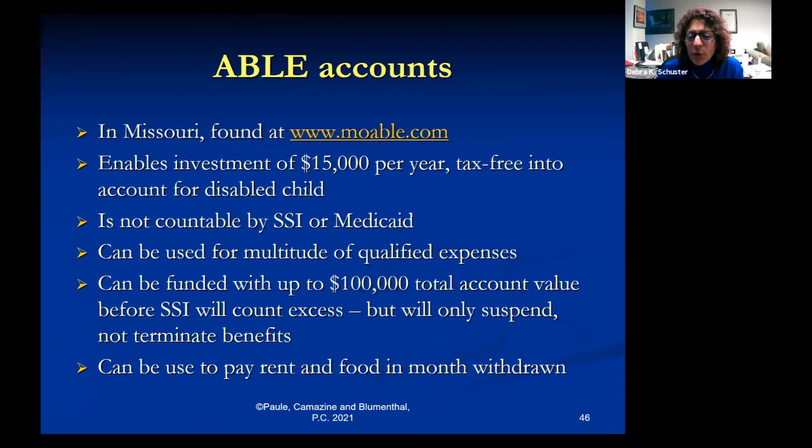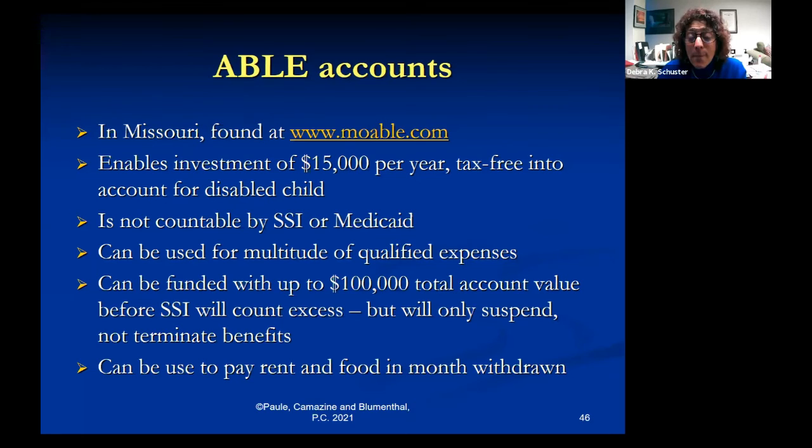And this enables a parent, a grandparent, or anyone to invest $15,000 per year, or whatever is the then current maximum gift tax amount that the IRS allows to be gifted to an individual, tax-free, into an ABLE account for a disabled child. It is not countable by SSI or Medicaid, and it can be used for a multitude of qualified medical expenses that are listed on this moable website.